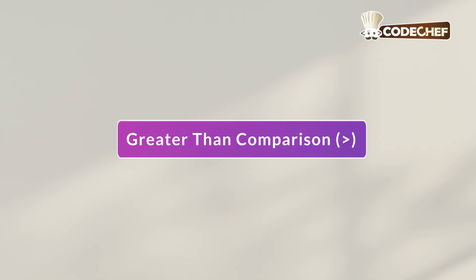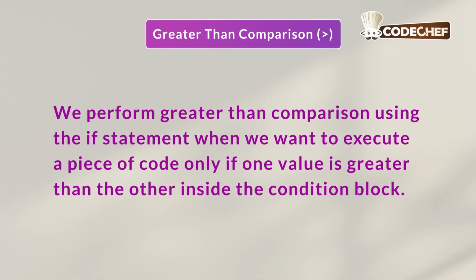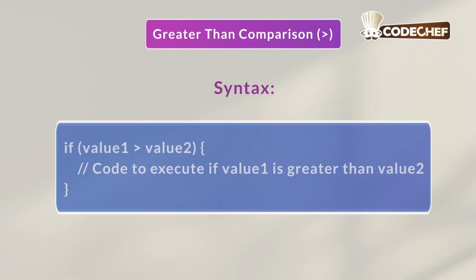Greater than comparison. We perform greater than comparison using the if statement when we want to execute a piece of code only if one value is greater than the other inside the condition block. Let's have a look at the syntax. If, then inside the condition block, value 1 is greater than value 2. Then curly braces, code to execute if value 1 is greater than value 2 and the curly brace closes here.